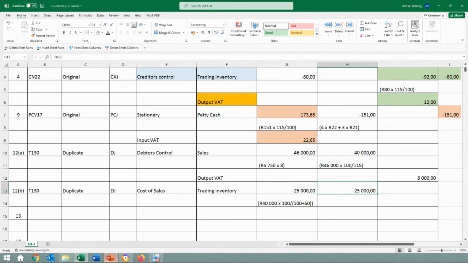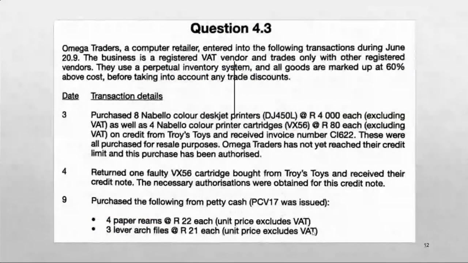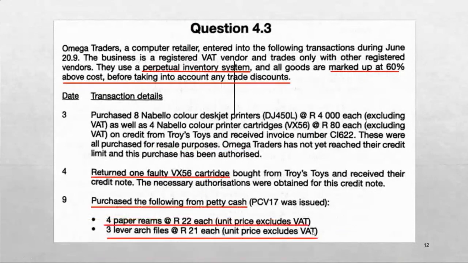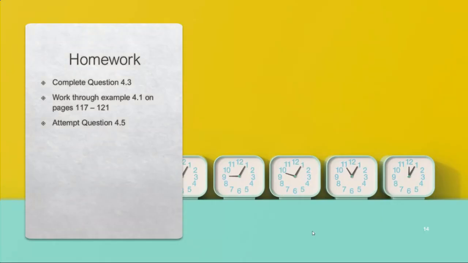Okay, so for your homework, I want you to complete question 4.3. I'm going to send you in the email the PDF with the questions. So I want you to do that for homework. If you've got a textbook, I want you to work through example 4.1 on pages 115 to 121. That explains the journals that we will be dealing with.